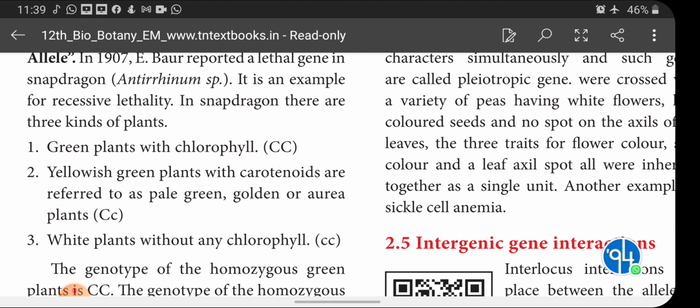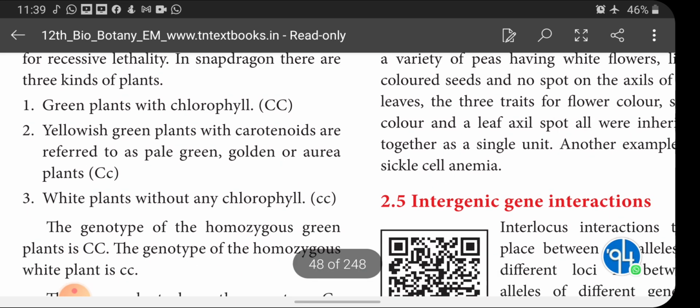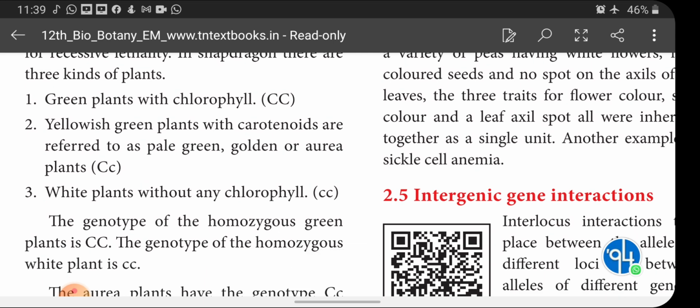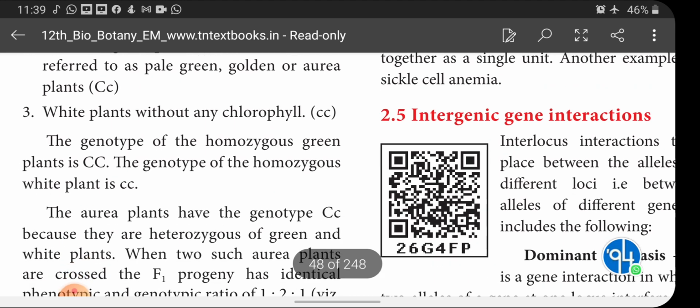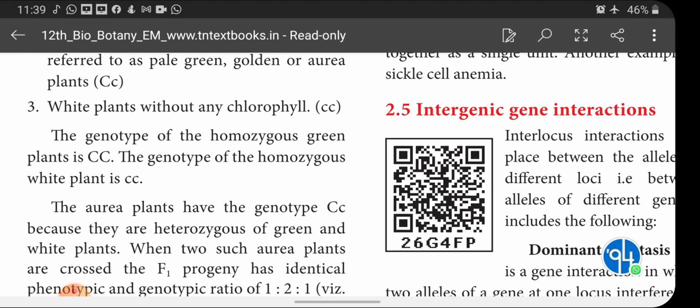So snapdragon plants are an example for lethal genes. It has three kinds of plants: one is green, another is yellow, another is white. The green plant possesses chlorophyll, the white plant is without chlorophyll, and the yellowish plant possesses carotenoids and is referred to as pale green. The gene alleles also differ in each case. For green, alleles are capital C, capital C. For yellowish green, alleles are capital C, small c. For the white plant, the alleles are small c, small c.